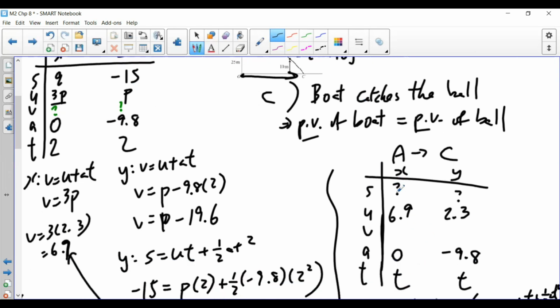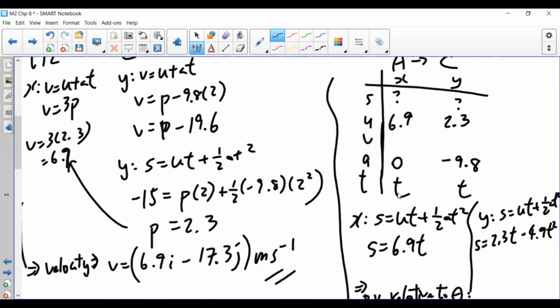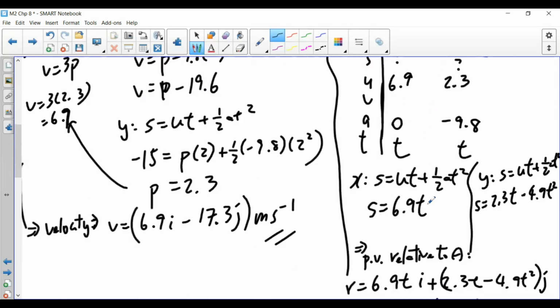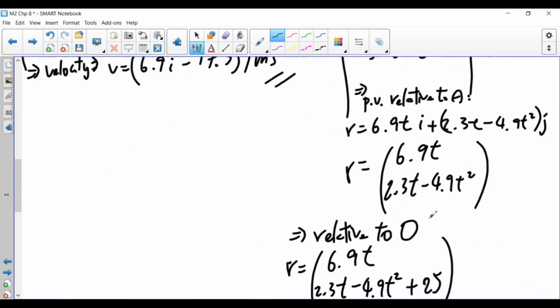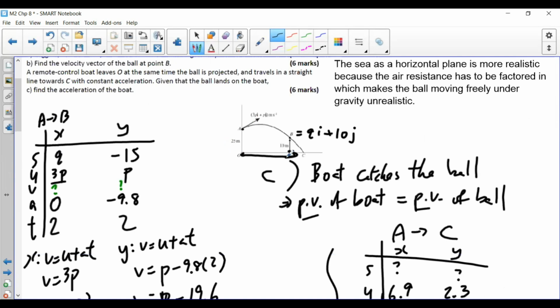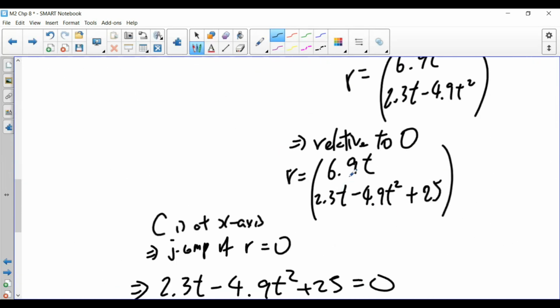We're going to set up a suvat expression for position vector, and this is what we got, but that's relative to A. How do we know it's relative to A? We started from A. So if we need one relative to O, we have to add 25. Your question might be, why do we need one relative to O then? The reason is the boat travels from O, so you need a journey from O. Okay, so this is a position vector relative to O.